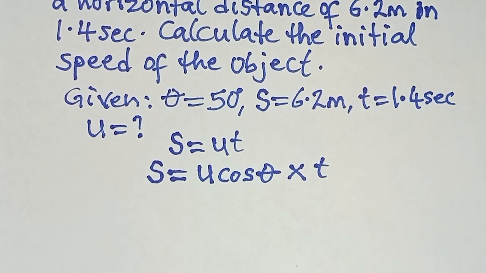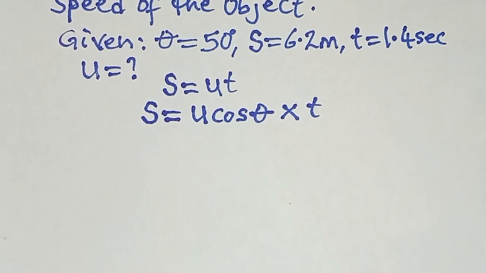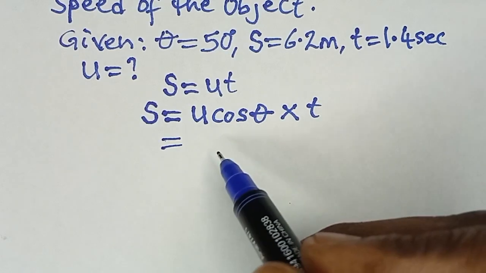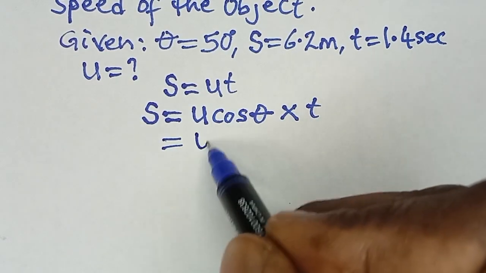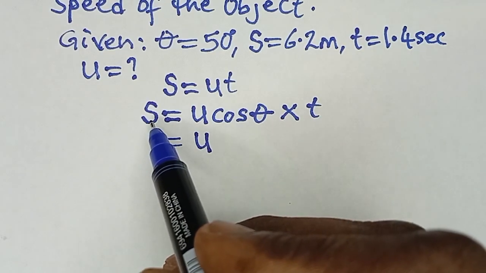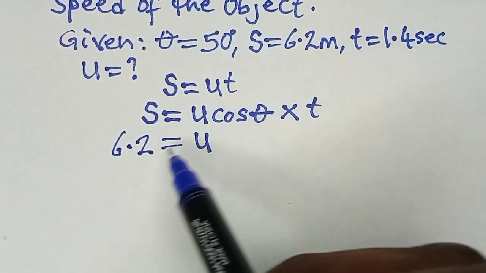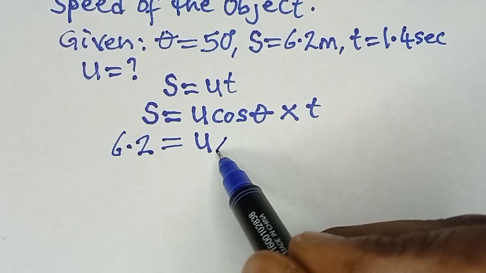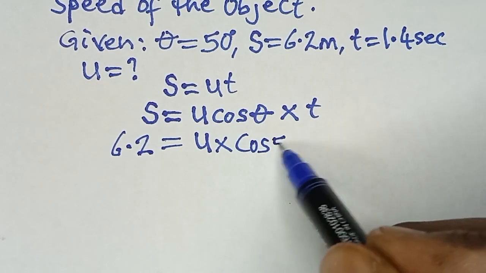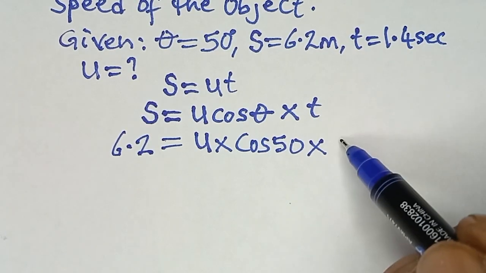So now to calculate this horizontal distance of the projectile, we just substitute in the values. So that will be equal to the value of U, which is what we are looking for. We are looking for the initial speed, which is U. The distance has been given to us as 6.2. That's the horizontal distance, 6.2. And then multiply by the cosine of the angle. So that will be cos 50 degrees. And then multiply by the time given to us, which is 1.4.